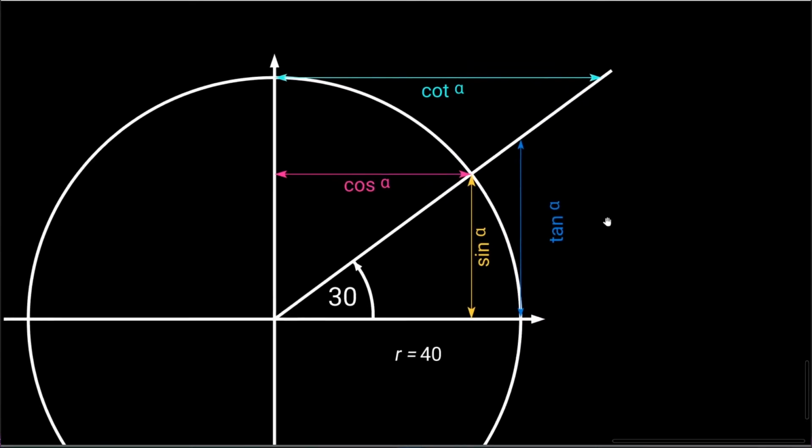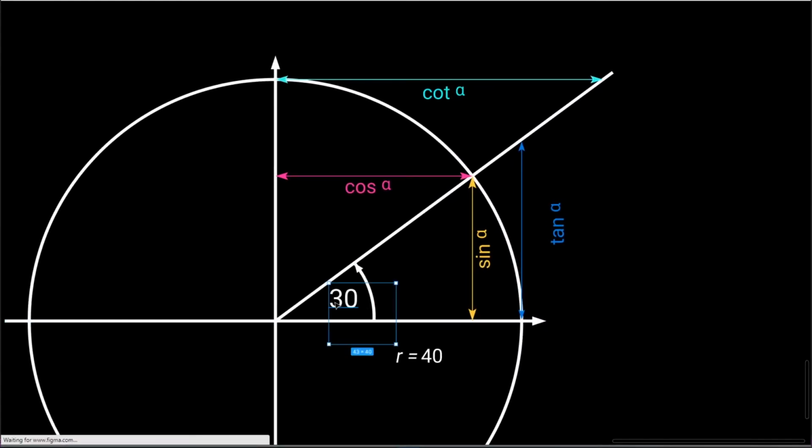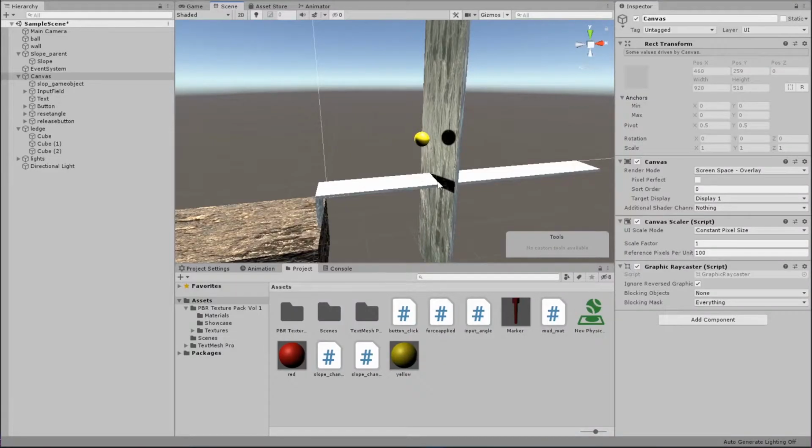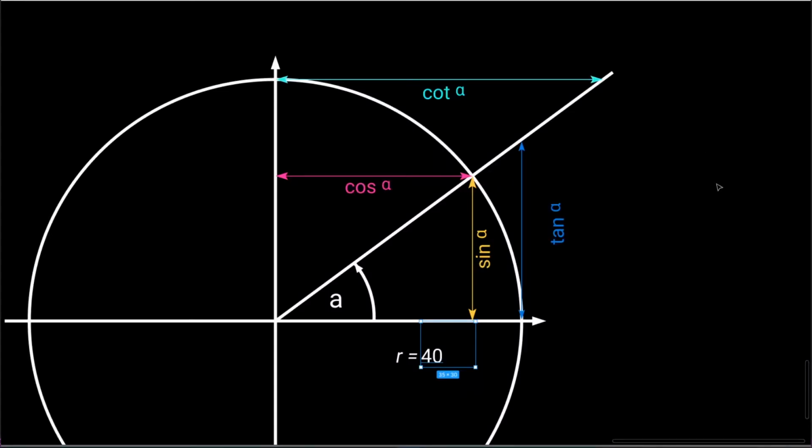Alright, as you guys can see, let's call this angle A and just keep that 40. Why I'm using 40 is because I measured this length and it was 40. I'll be using that, but it depends on what yours is. You can find out using the scale on your game object. Let's say I input the angle of 30. I'll be using 30 in this, but you can input any angle, of course.